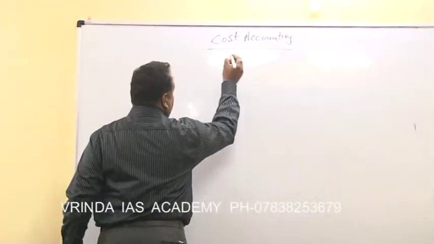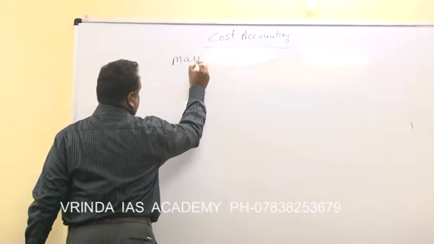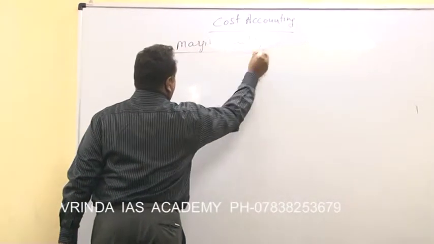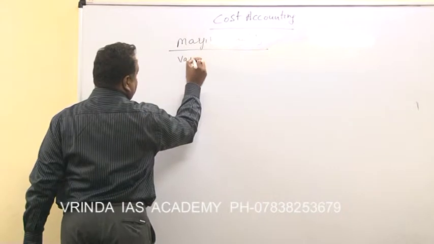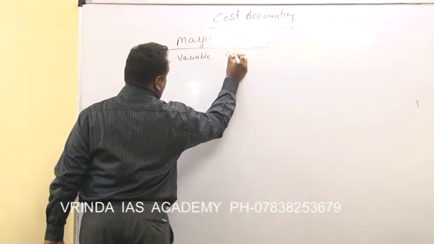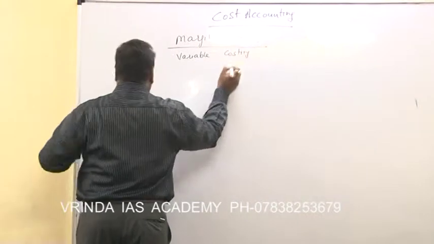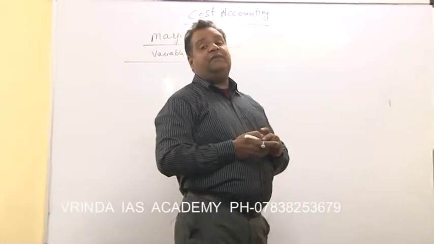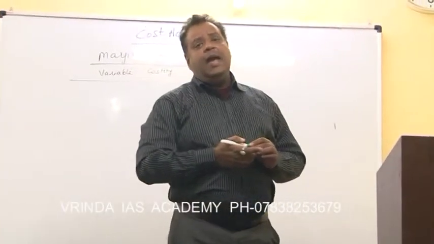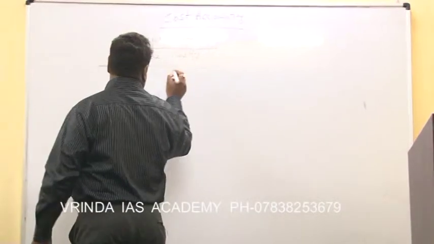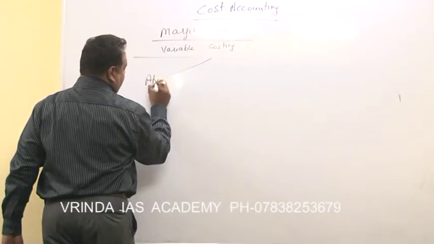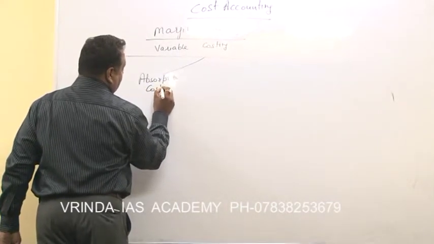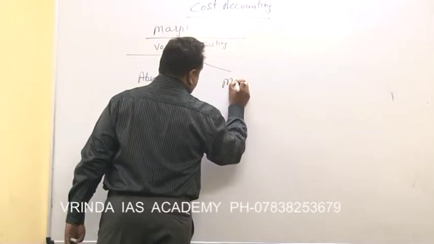For cost accounting, the first thing we are talking about is marginal costing. Marginal costing is also known as variable costing. How is marginal costing different from absorption costing? As you have already studied absorption costing, if we want to differentiate between absorption costing and marginal costing.